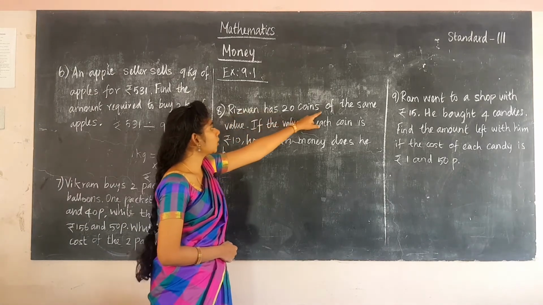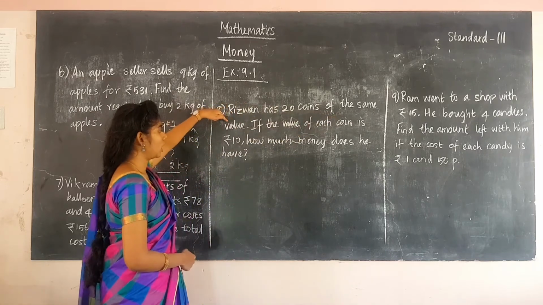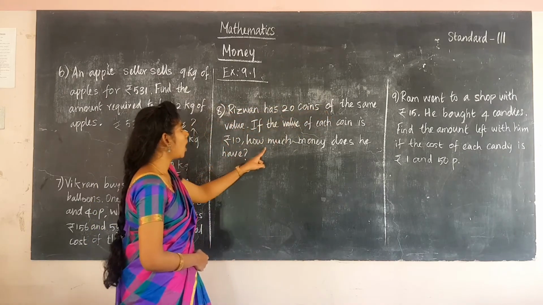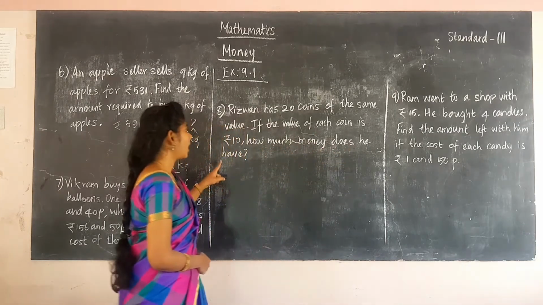Rizwan has 20 coins of the same value. If the value of each coin is rupees 10, how much money does he have?